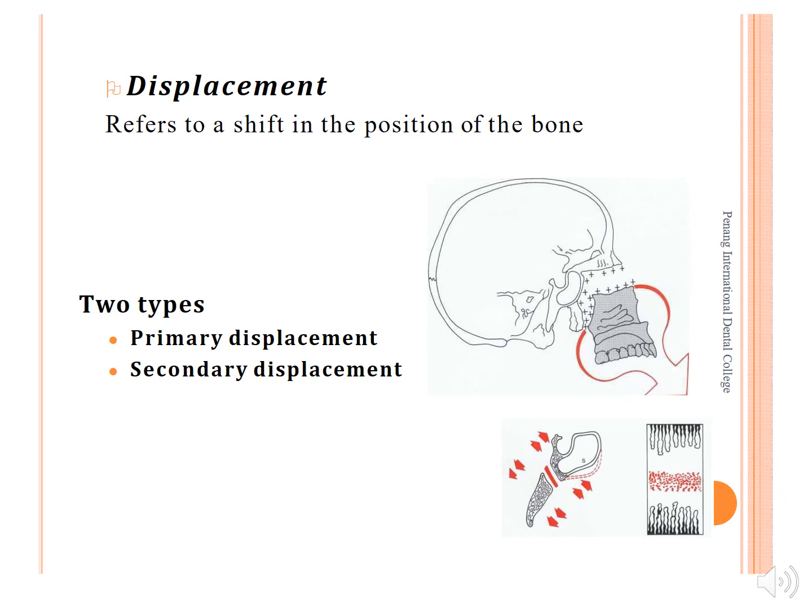Secondly is displacement. Displacement refers to a shift in the position of a bone. There are two types of displacement. Firstly is the primary displacement, and secondly is the secondary displacement. So what is the difference between these two types of displacement?